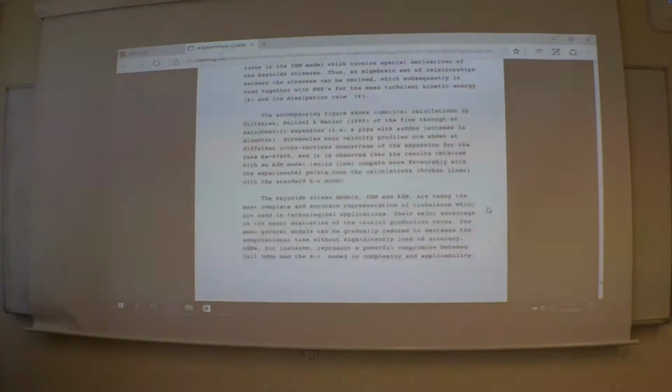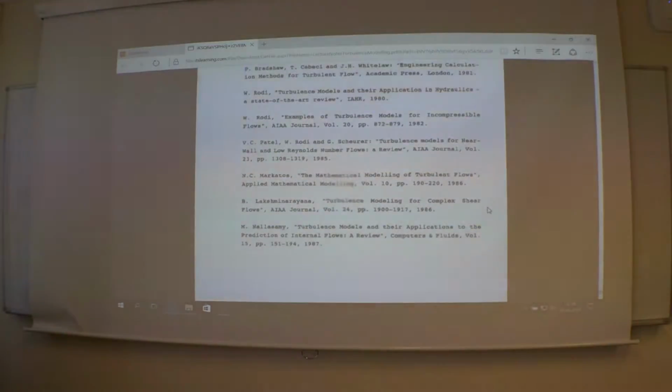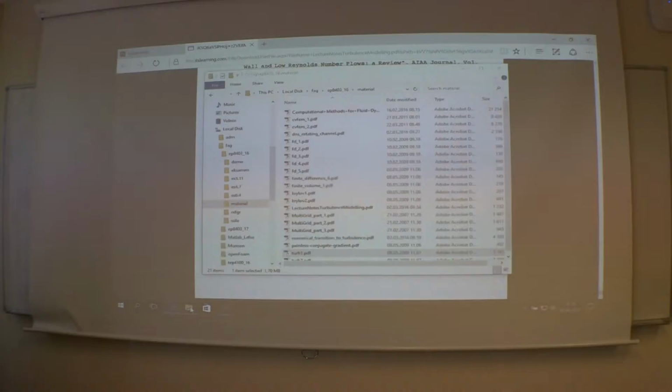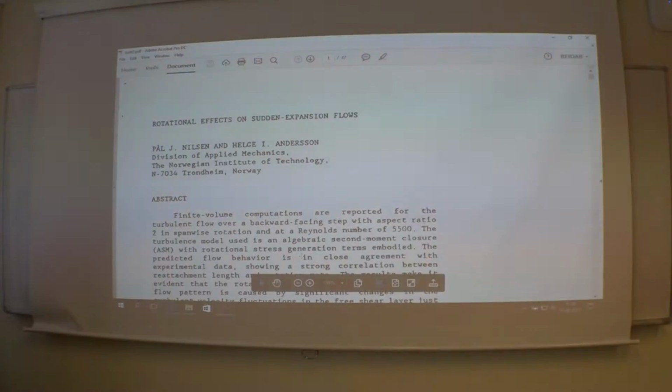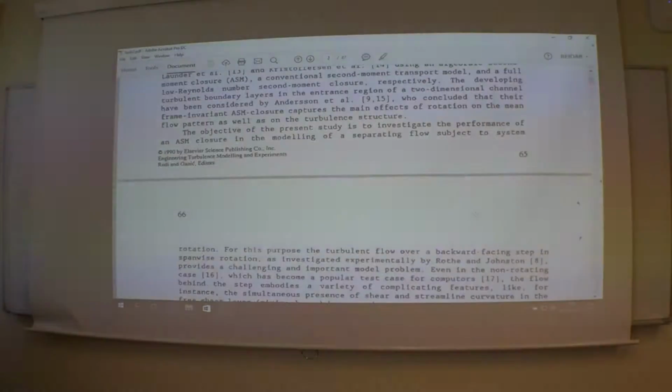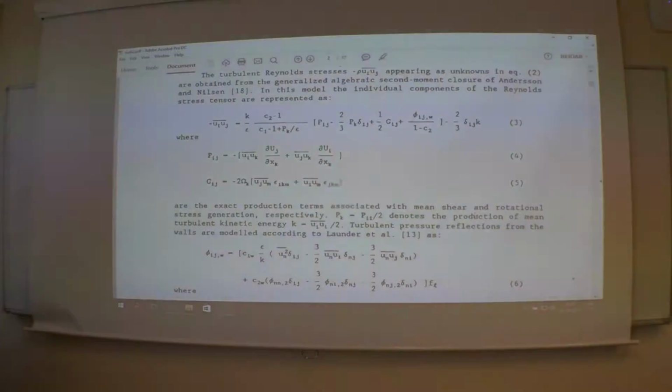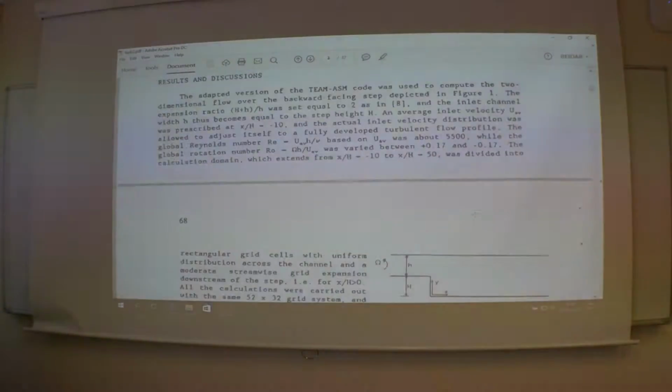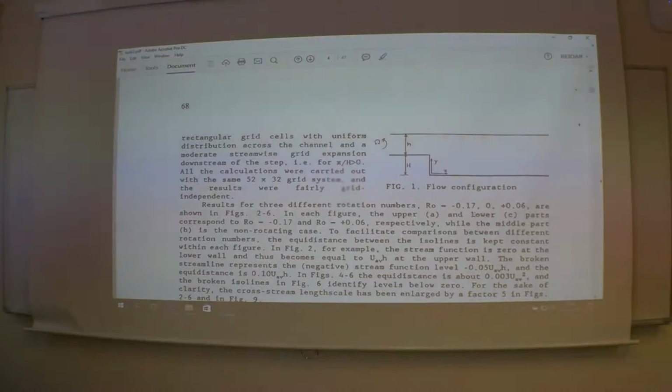I won't go through all this. Let us start by looking into some of these articles that have been provided as examples. Here we have a rotational channel, and the problem is a backward facing step like this.